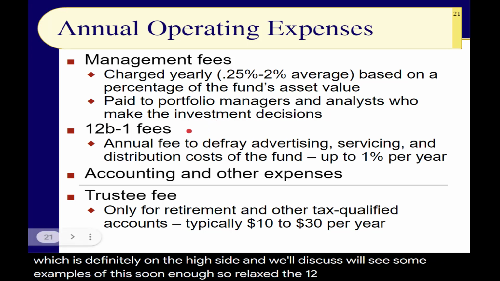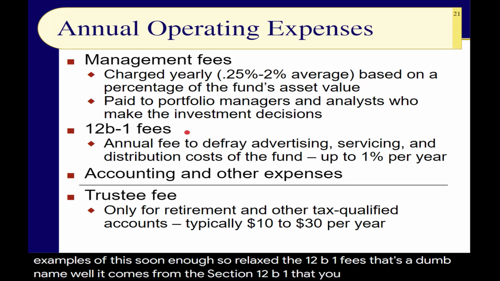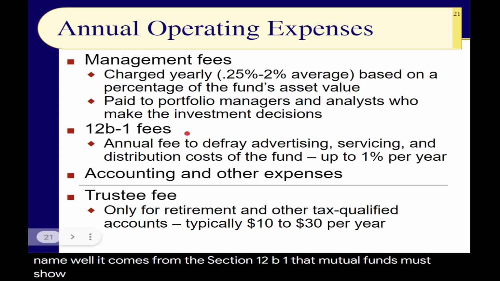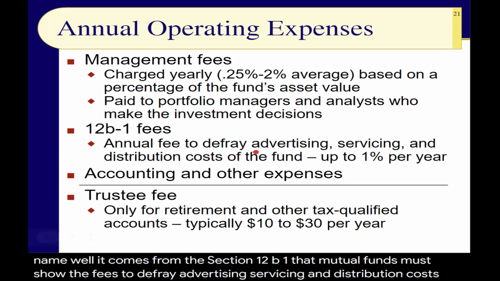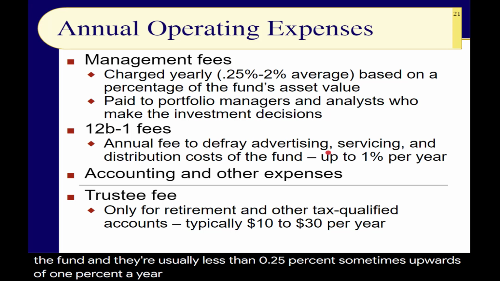The 12B1 fees, that's a dumb name. Well, that comes from the Investment Company Act of 1940 in Section 12B1 that mutual funds must show the fees to defray advertising, servicing, and distribution costs of the fund, and they're usually less than 0.25%, sometimes upwards of 1% a year, $1 a year.